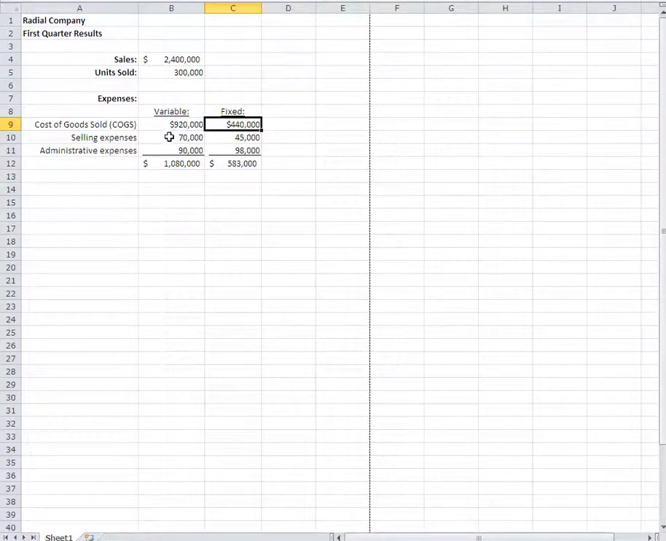The $70,000 of selling expenses are variable, and that will include things such as sales commissions, which would vary based on the volume of sales. And the $45,000 of fixed selling expenses would include things such as the fixed salaries for the sales department.